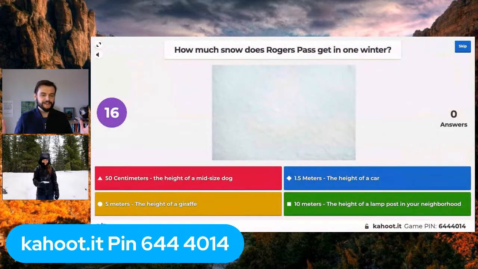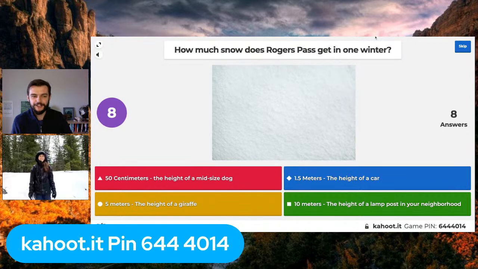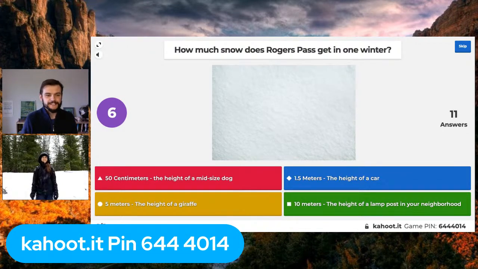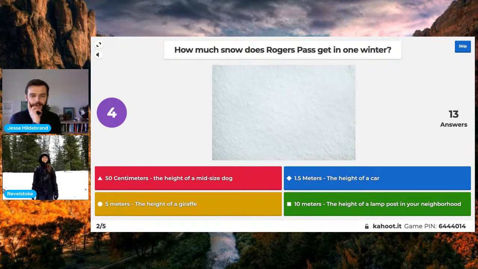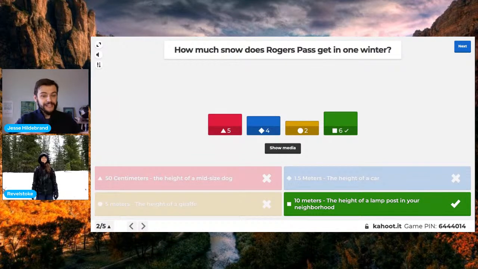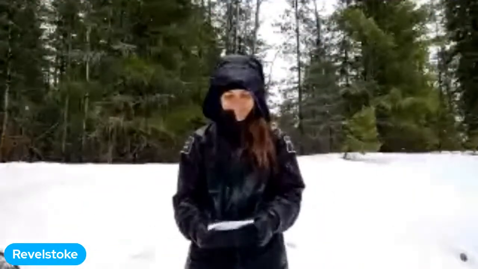50 centimeters, height of a mid-sized dog, 1.5 meters, height of a car, 5 meters, height of a giraffe, or 10 meters, the height of a lamppost in your neighborhood. 10 more seconds, folks. What do we think? 12 answers in. Don't be shy. Get those answers in. And our tally is a very even split. Most people got the correct answer right. So 10 meters, which is ridiculous. What a huge amount of snow.